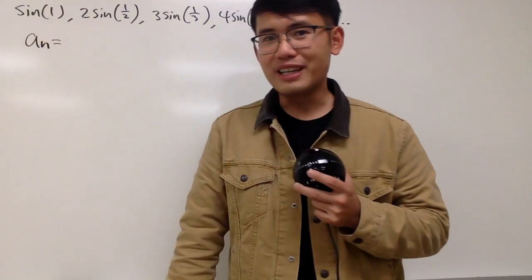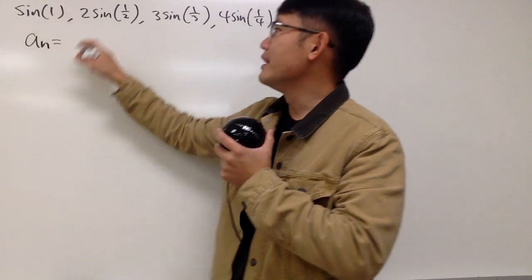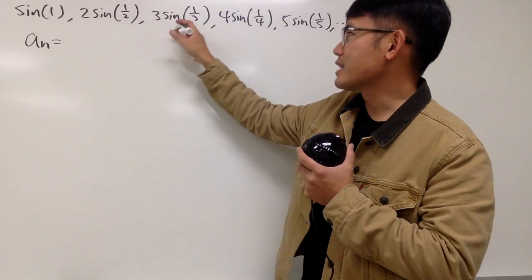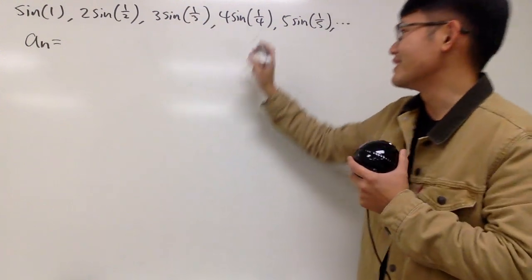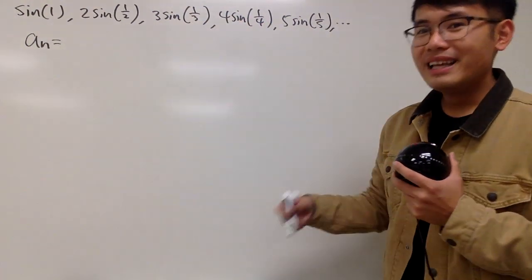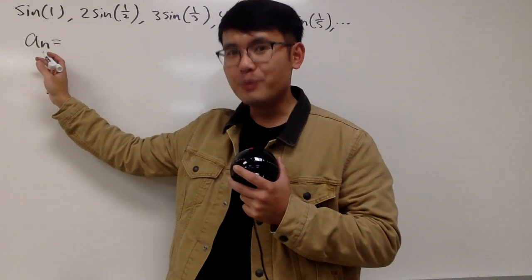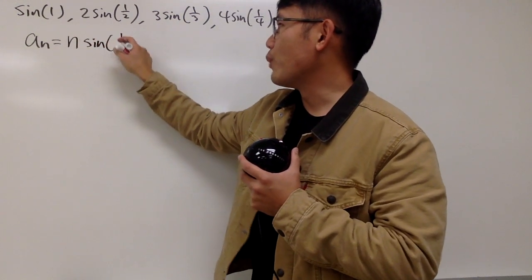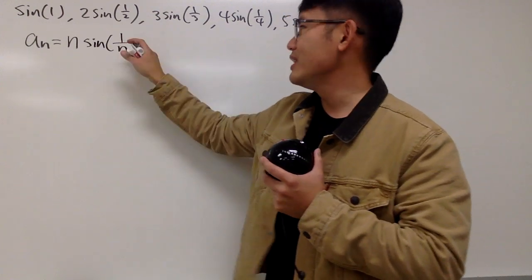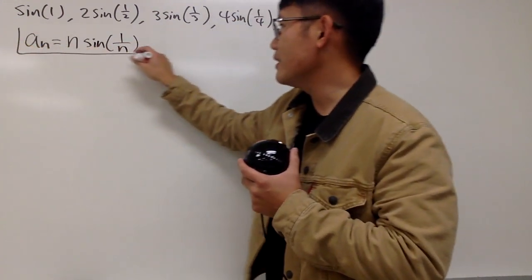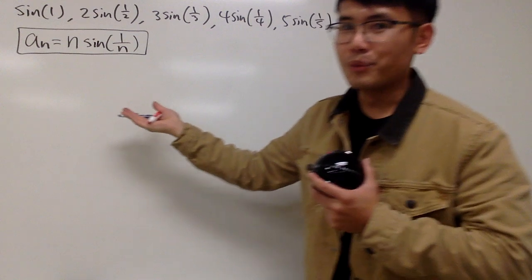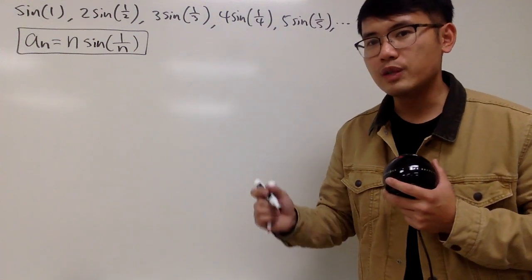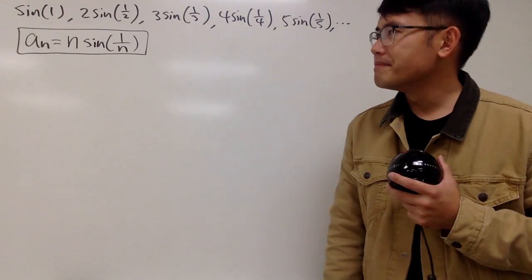This right here is actually not that bad because we see that we have sine 1, and then here we have 2 sine of 1 over 2, and then this one is 3 sine of 1 over 3. And the next one, of course, you see that 4 and 4 right here. Therefore, once we get to the nth term, we have n times sine of 1 over n. That's it. And of course, let's close the parentheses.